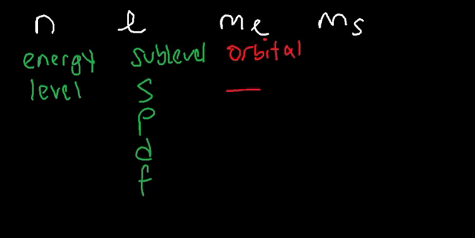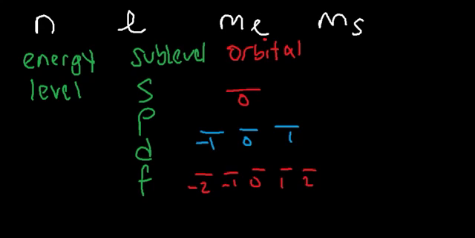s has one orbital, and it has a value of 0. p has 3 orbitals, and it has a value of -1, 0, and 1. d has 5 orbitals, which varies between -2 and 2. We're going to talk about that soon. mS represents the electron spin. Inside an orbital, you can have an up arrow, which stands for +1/2, or you can have a down arrow, which has an electron spin of -1/2.